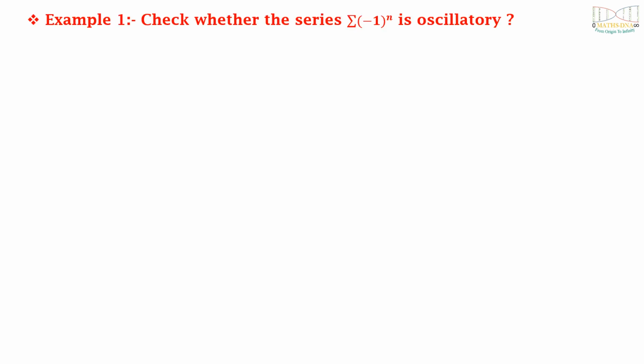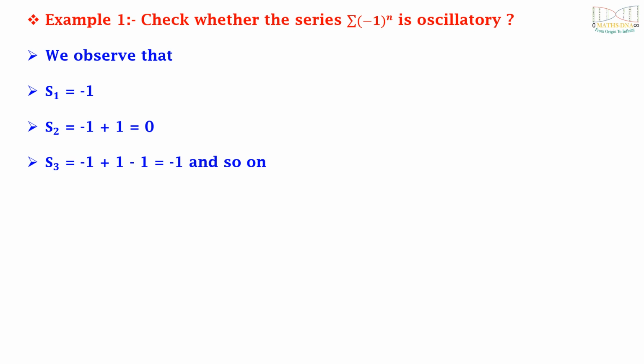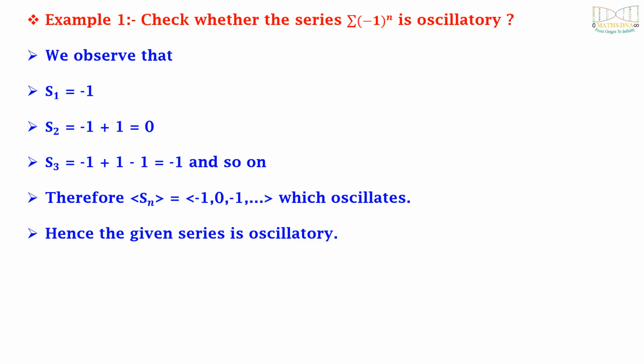Example 1. Check whether the series summation of minus 1 raised to n is oscillatory or not. We observe that S1 is equal to minus 1, S2 is equal to minus 1 plus 1, which is equal to 0. S3 is equal to minus 1 plus 1 minus 1, which is equal to minus 1, and so on. So we get S_n as minus 1, 0, minus 1, which definitely oscillates, and therefore the given series is oscillatory.